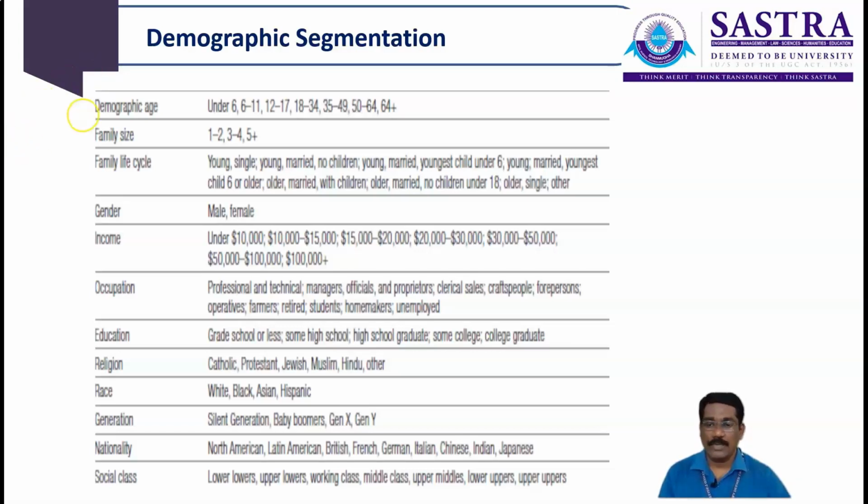And also occupation: we have professionals, technical managers, officials and proprietors, clerical staff, craftspeople, operatives, farmers, retired, students, homemakers, and unemployed. There are different categories of occupation. Based on their occupation, the marketer can try to offer products as required by those occupation categories.